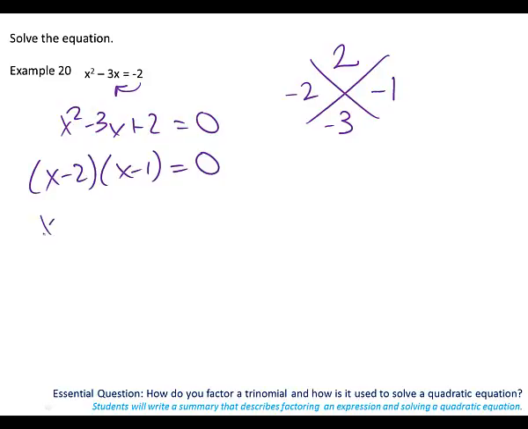Zero product property. Oh, good. Some of us remembered. All right. What are we going to do with that 2? Add it. What are we going to do with the 1? Add it. There's your 2 answers.